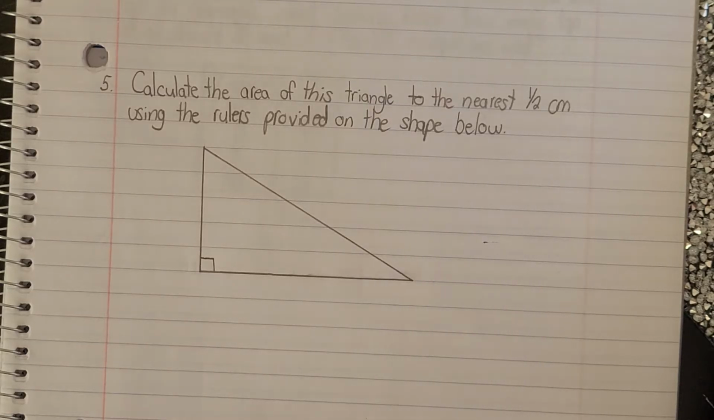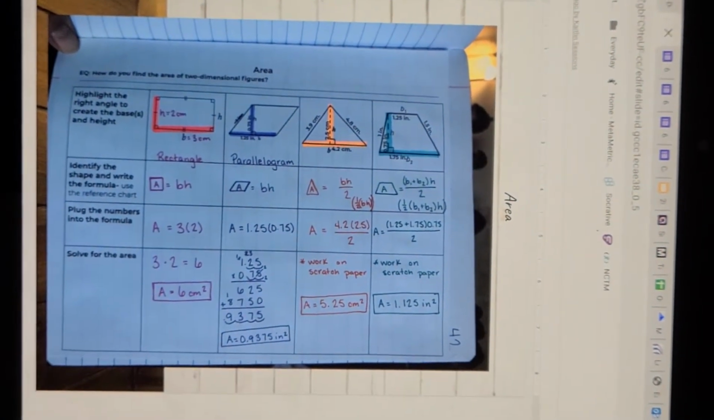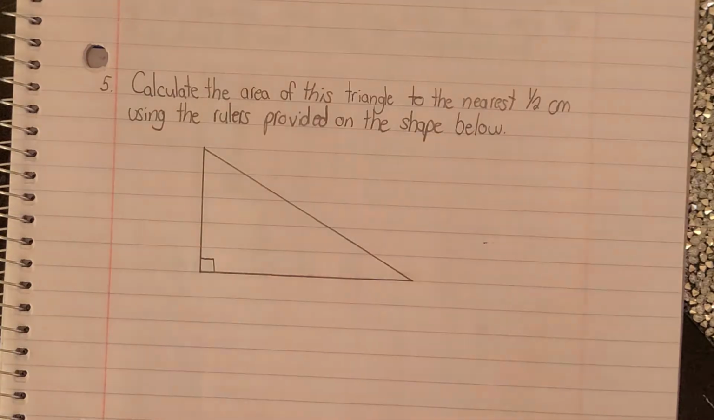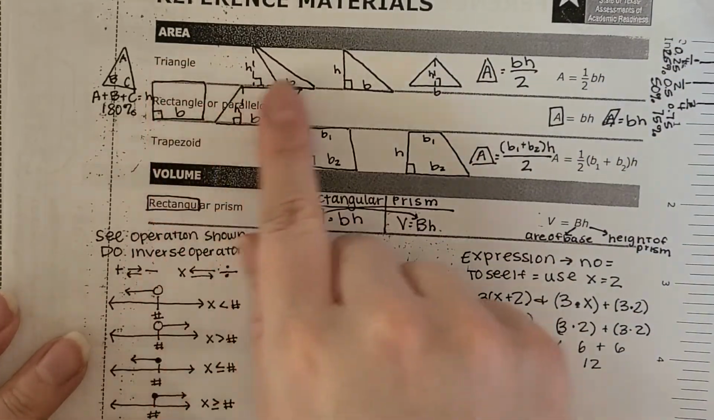This problem asks you to calculate the area of the triangle. So you should be using your notes on page 42 to find the formula for area of a triangle. And on your reference sheet, on the formula side, under area for triangles.